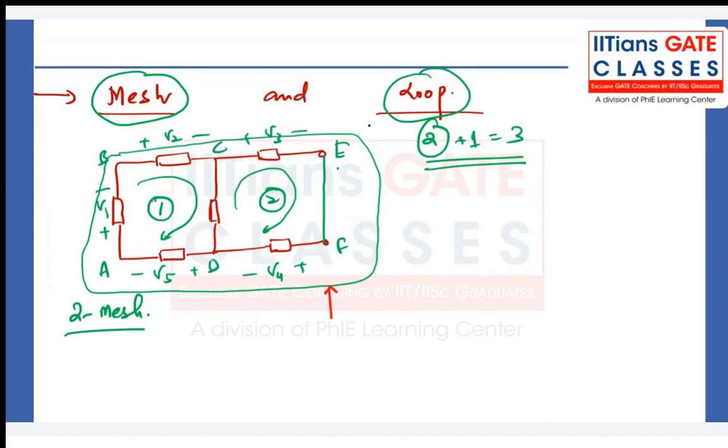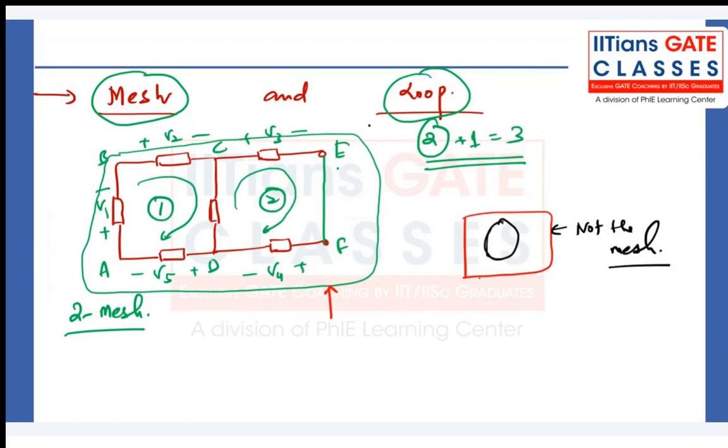Suppose I draw one more circuit. Suppose this is a circuit, so I can say this is a mesh. But suppose I draw something here. Now this is not a mesh. Remember, this will be the mesh, this is not the mesh, this will be the loop. So you have to keep this in mind.